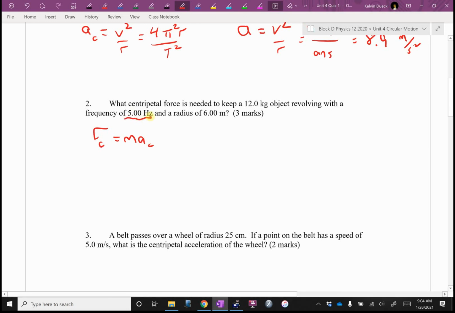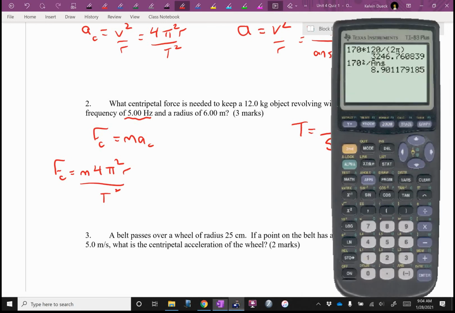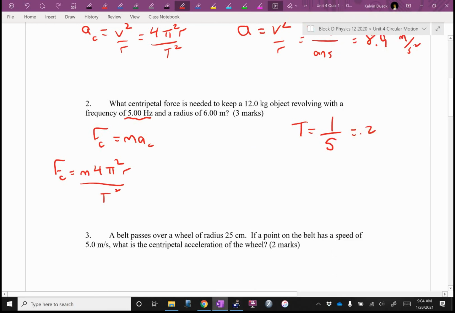The fact that they gave me a frequency, I said, I'm going to use M 4 pi squared R over the period squared. I don't know the period. I know R, 6, M, 12. The period is going to be 1 over the frequency, and they gave me the frequency in hertz. So it's going to be 1 divided by 5. Period is 0.2. If this rotates 5 times per second, it takes 1/5 of a second to go around once.